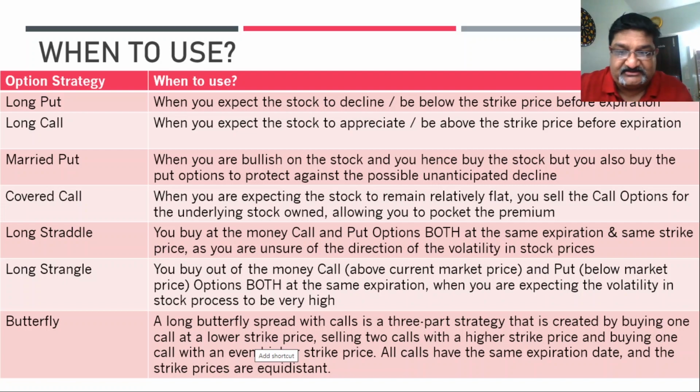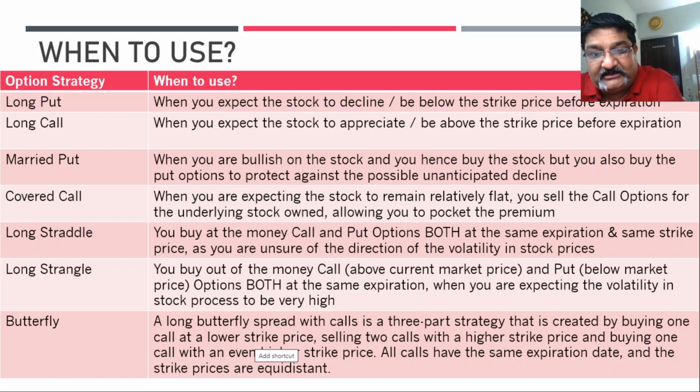Now what is a long strangle? A long strangle is a very different strategy, guys. In this case, the difference between the long strangle and the long straddle is that a long strangle is relatively easier to set up, I mean, in terms of the cost, because you buy out of the money call options, which are slightly cheaper, and both at the same expiration.